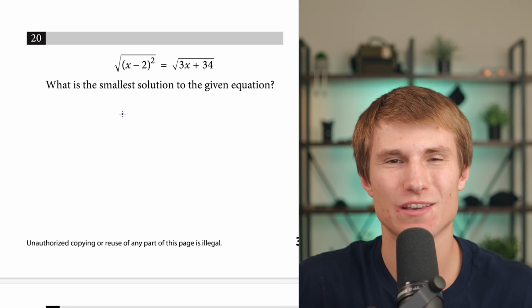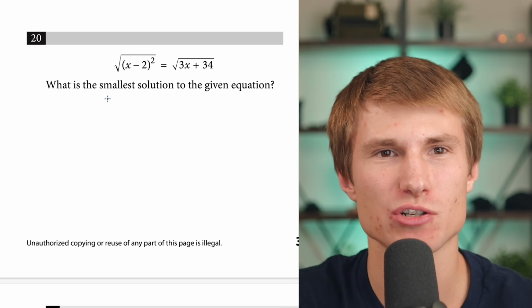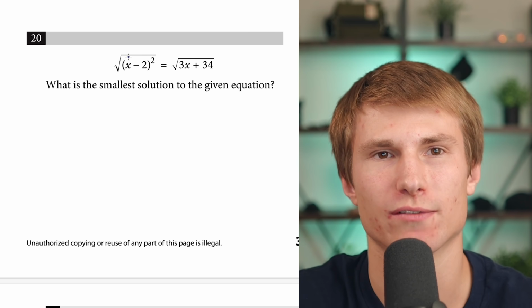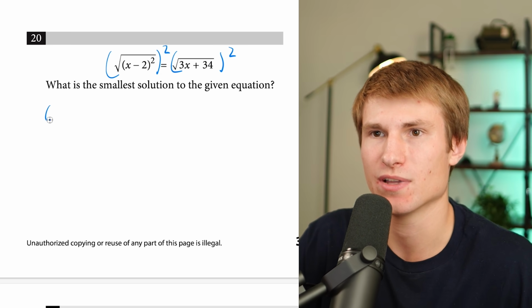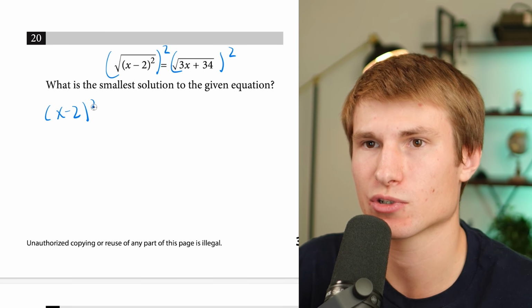Here's how to solve this difficult SAT math question efficiently. Question 20 states, what is the smallest solution to the given equation? To start, I'm going to get rid of these square roots by going ahead and squaring both sides. From there, I'm going to end up getting (x minus 2) squared, which is going to end up equaling 30x plus 34.